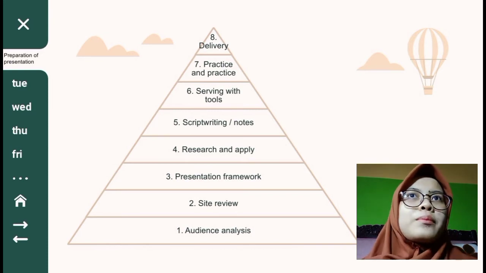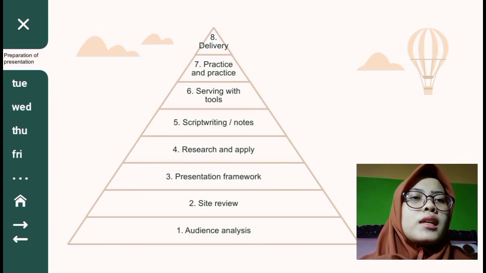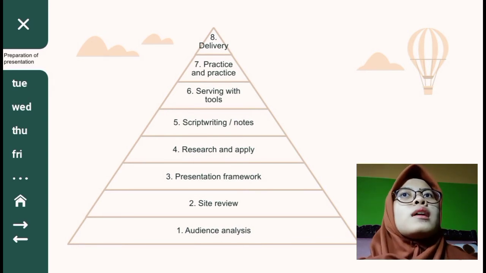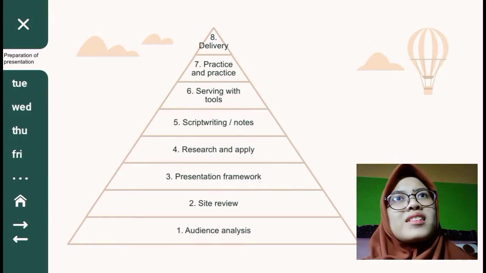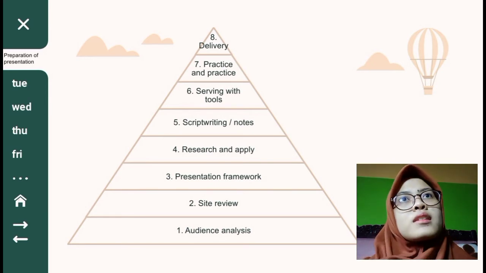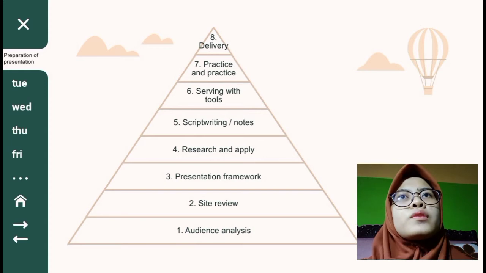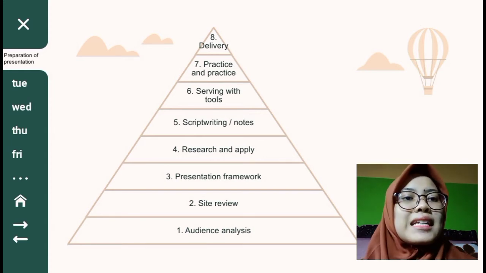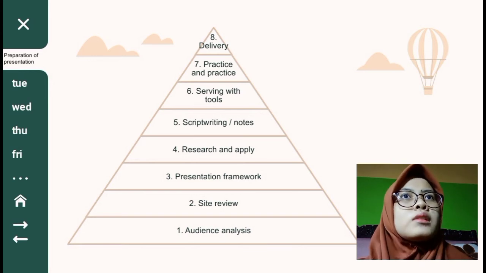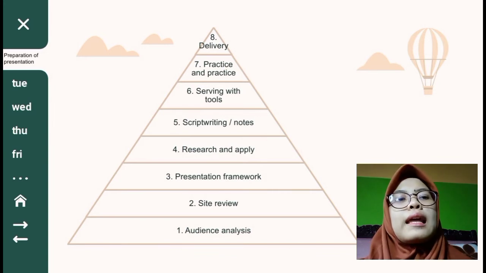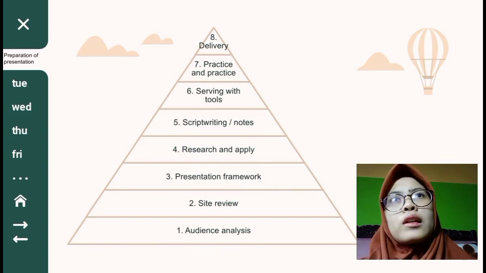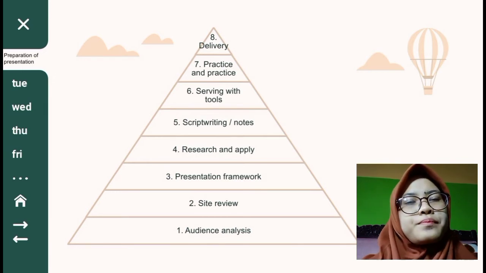Now, let's take a look at site review. It means that the presenter should do a site review before doing the presentation to know the specific location and the facilities in it. For instance, the availability of sound system, room layout, which includes seating, position of the podium, screen, and so forth. And also room conditions like lighting, air conditioner, and so on.